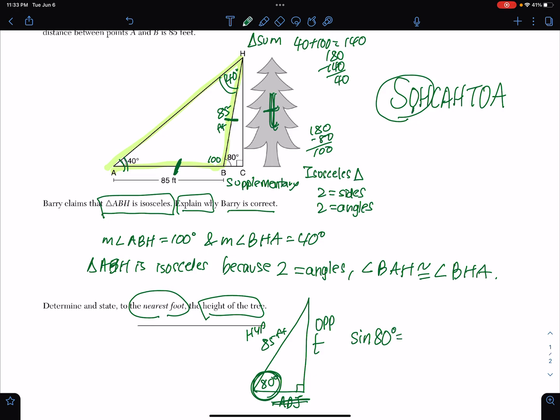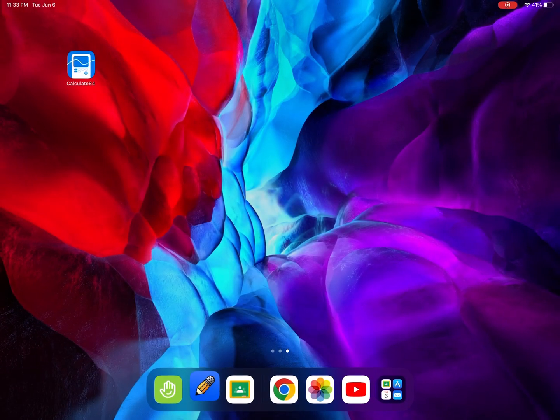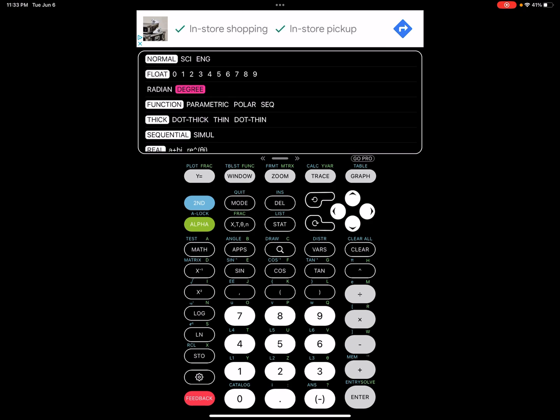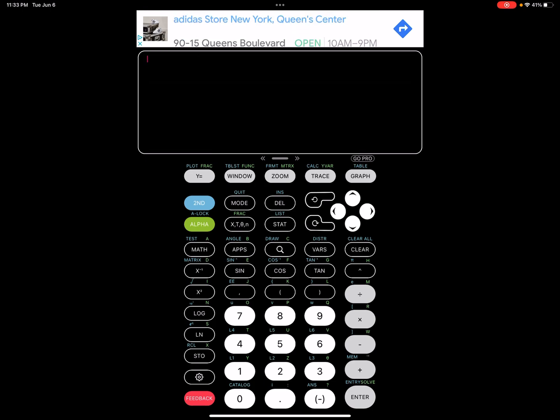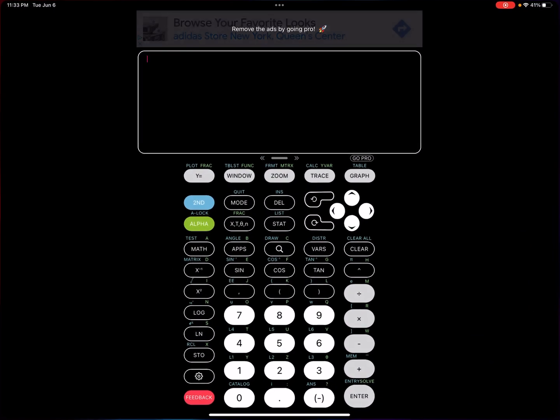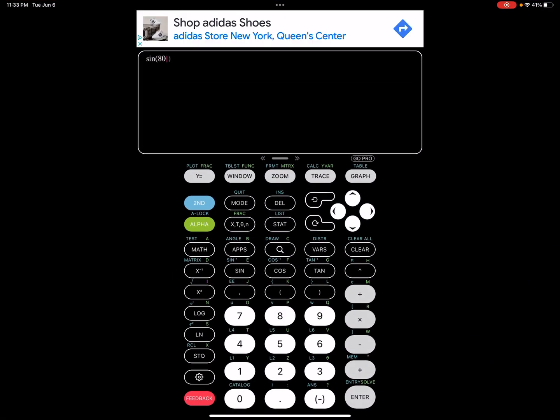O for opposite, and here the opposite is T. H for hypotenuse, and the hypotenuse here is 85. Solve for a side over 1, cross multiply. Make sure your calculator is in degree mode. So you press mode, and then you go to degree, press enter a few times, and then press clear. Now, remember, we needed to find sine of 80 degrees. So what I'm going to press is sine 80 degrees. And then when I press that, that's the number I'm going to copy.